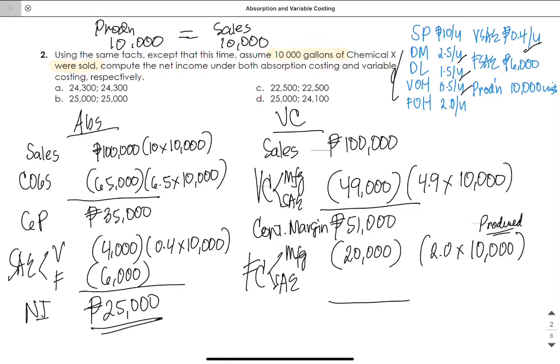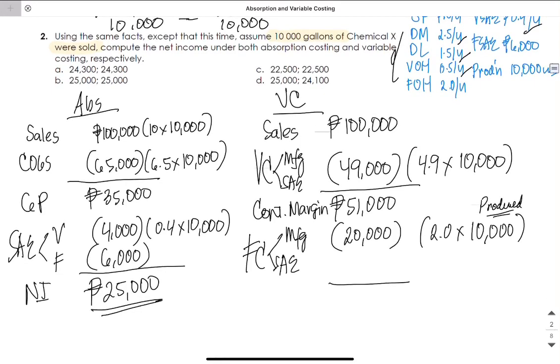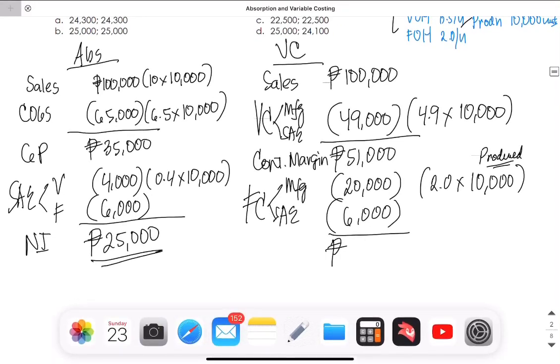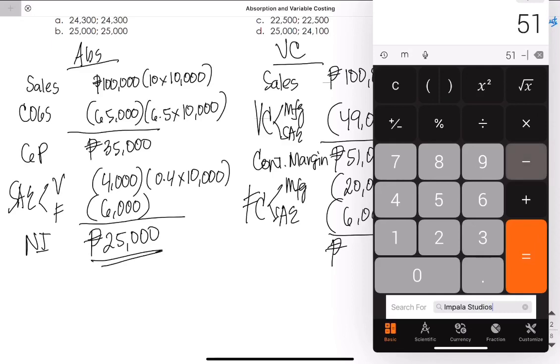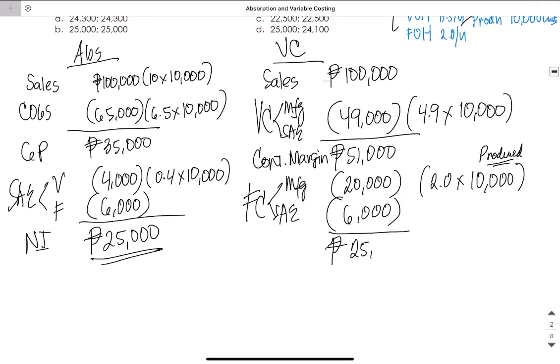Okay, 20,000. Next, for selling and admin expense, 51 is given in total, so no need to compute. Okay, so 6,000. 51 minus 20 minus 6. Okay, so we have 25,000 also.